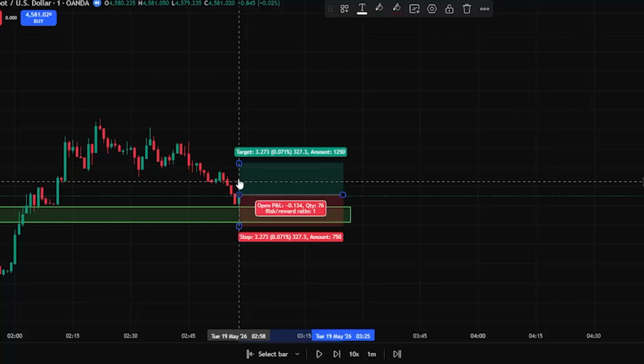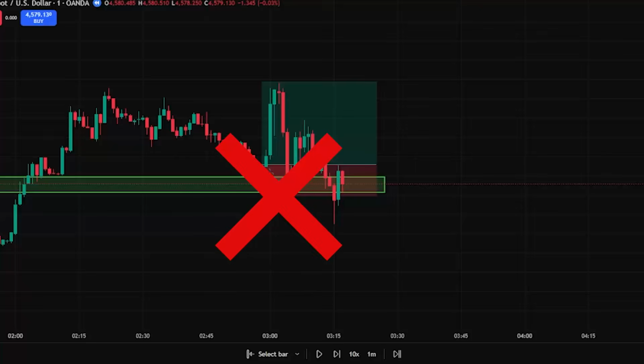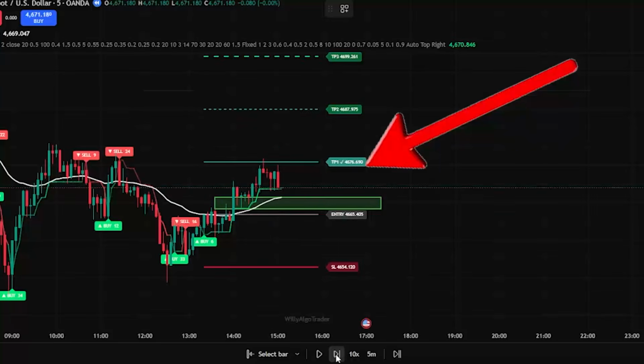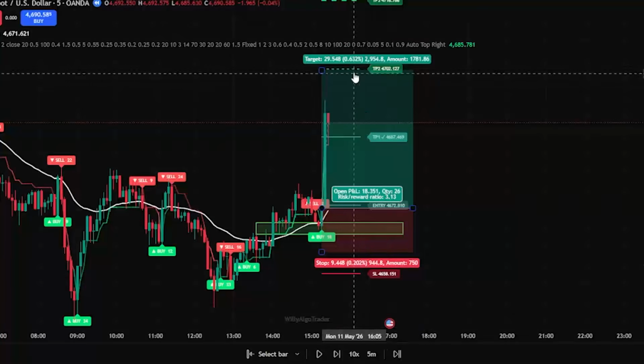If you really follow these tips that are supposed to save you from losing positions before entering a position, you don't need to lose. I tested an indicator, and it told me where to enter and where to exit. So let's go quickly and see what it is.